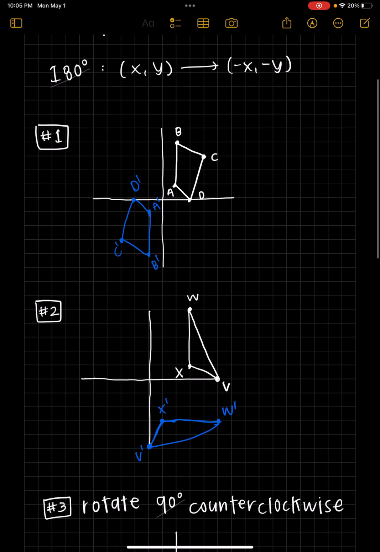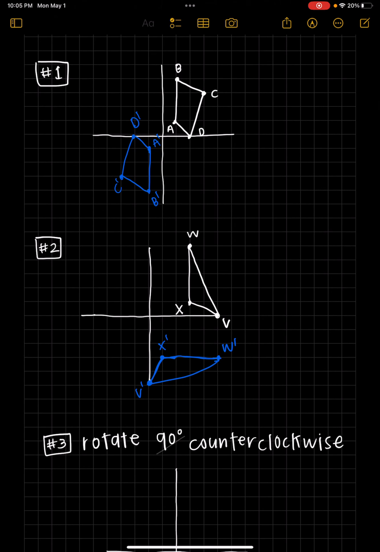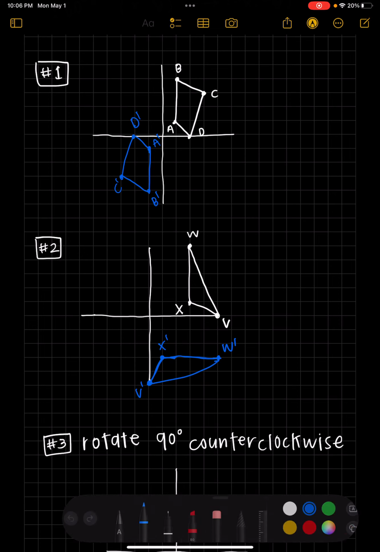So for our first example, we have the shape ABCD, and it rotated to be that A prime, B prime, C prime, D prime. Now, the easy way to think about this is if the shape moved one quadrant, then it's 90 degrees. And if the shape moved two quadrants, then it's 180 degrees. So let me show you with my pen.